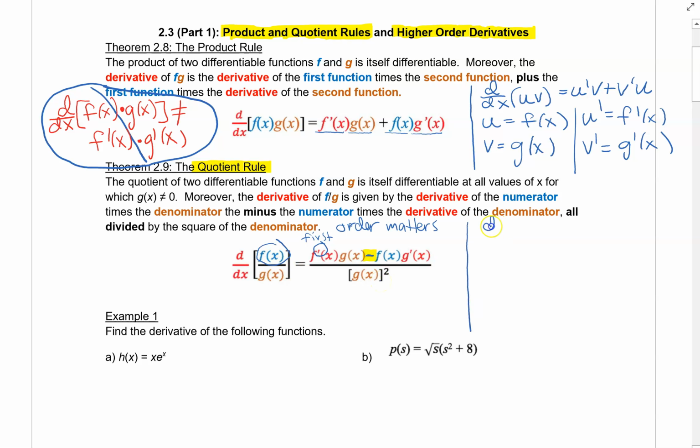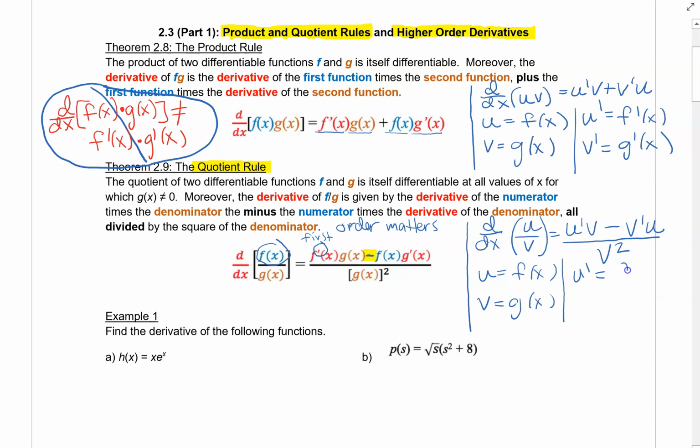So again, the other version of that using u and v would be u prime v minus v prime u, all over v squared. Again, u is just one function of x. v is a different function of x, and then u prime and v prime are just their derivatives.